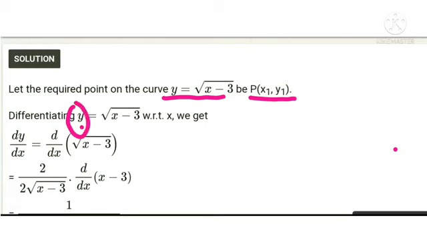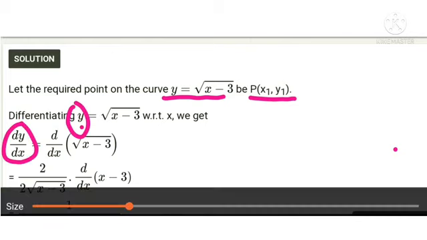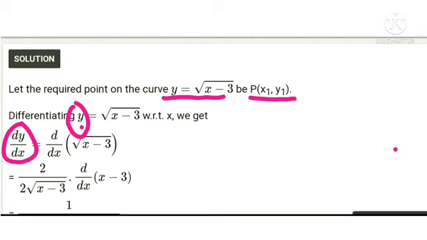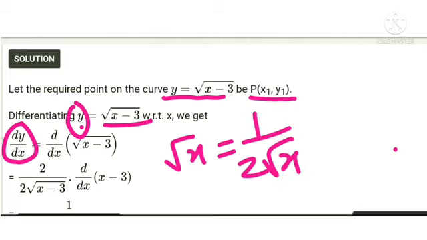dy by dx, what will be the derivative of y? And what is the derivative of root x? The derivative of root x is 1 by 2 root x. Okay, so here you use d by dx of root x minus 3. dy by dx as it is, derivative of root x minus 3 is 1 by 2 root x minus 3 into again the derivative of x minus 3.